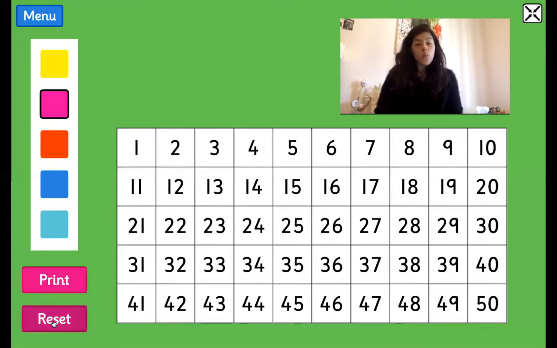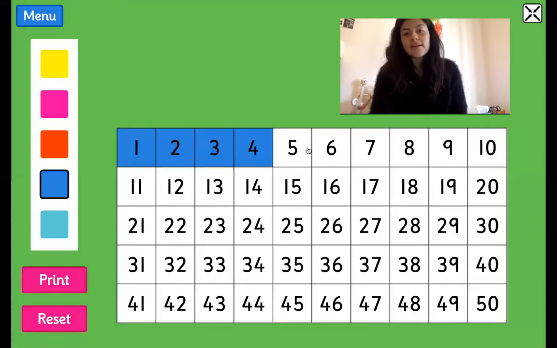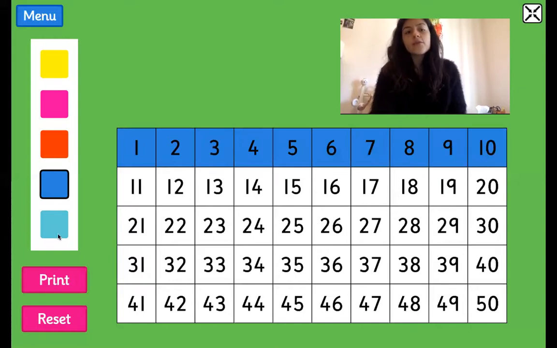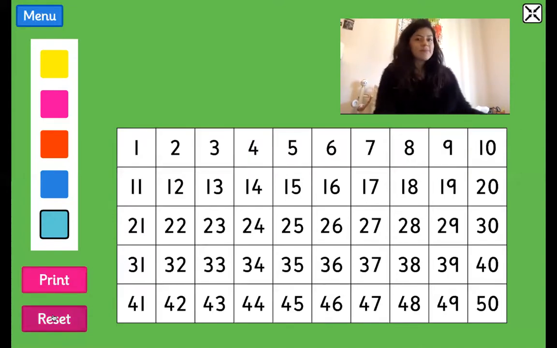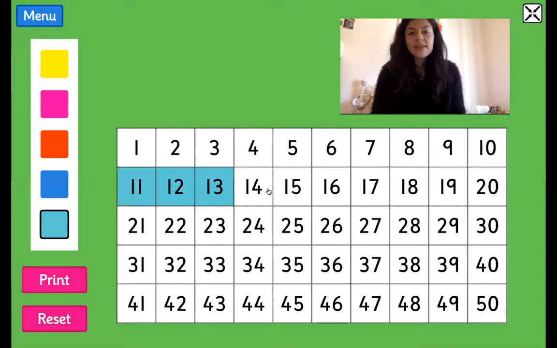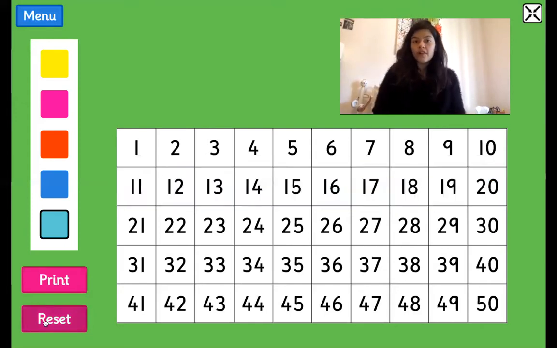Can you find the ones family? Great job. It is here. It's the first row. And finally, can you find the teens family? That's right. The teen family is right here. Great job, girls. Now I'm going to see if you can find certain numbers on our 50 square.